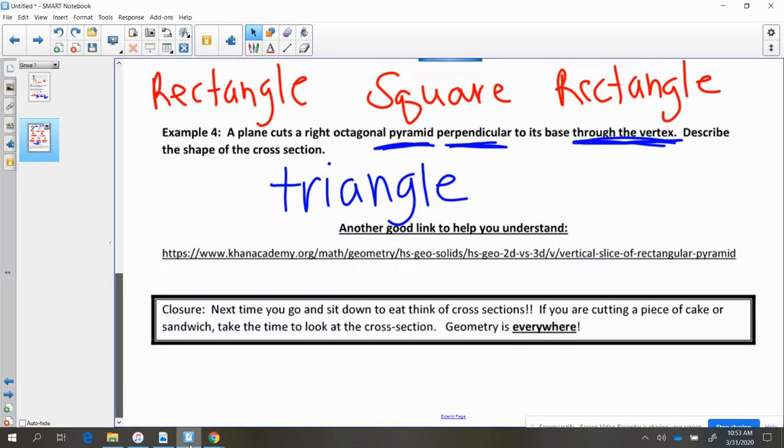And last but not least, next time you think of cross section, think about cutting a cake, right? What kind of shape are you making? If you're cutting up a sandwich, what kind of shape are you making as you cut it and break it apart? Those are cross sections, geometry everywhere.